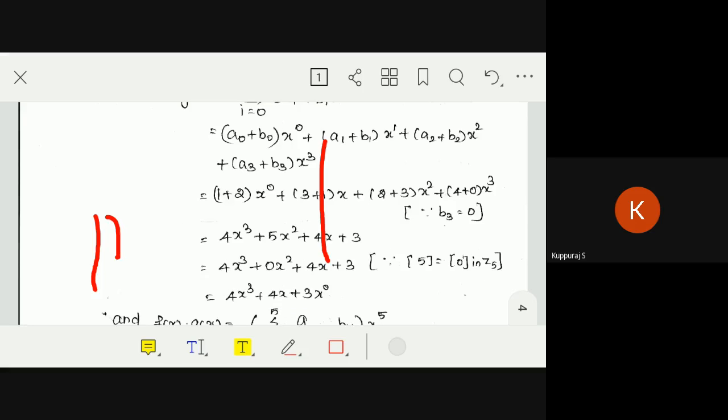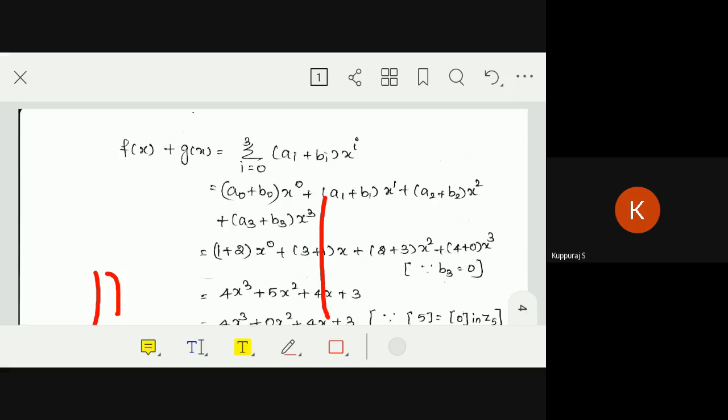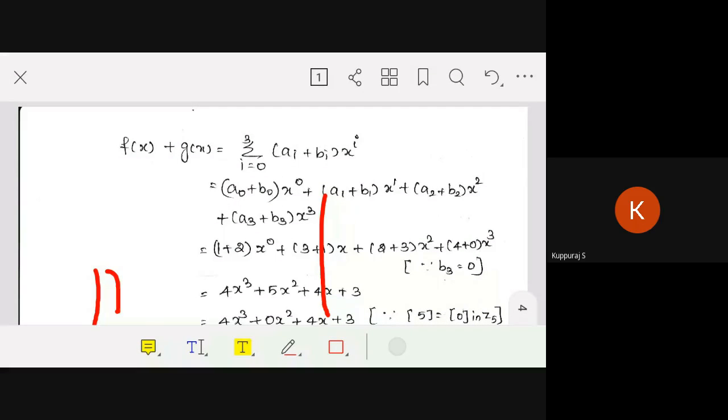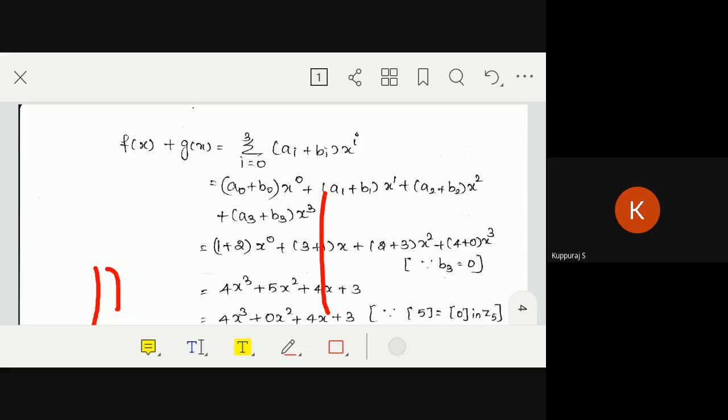If you expand this, first expand the summation. First put i equal to 0, we get a naught plus b naught x power 0. Then put i equal to 1, a1 plus b1 x power 1, and so on up to 3. You have to expand the summation. After expanding, substitute the a, b values. The a naught value is 1, b naught value is 2. Similarly substitute a1, b1, a2, b2, a3, b3 values. In this, the b3 value is 0.